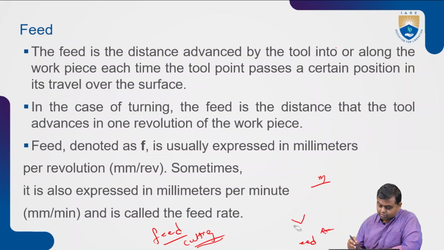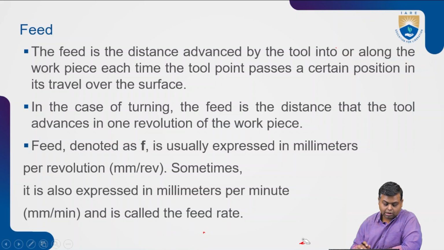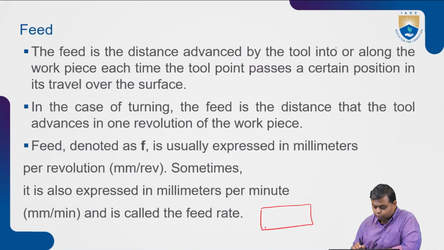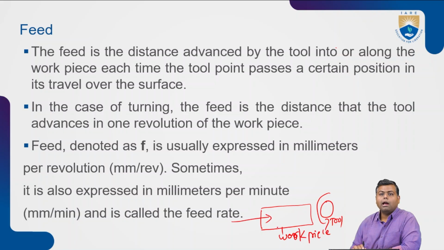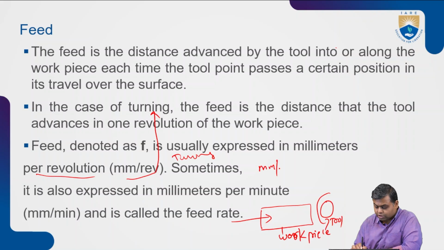If it is in a lathe, or if we take another example such as milling, it is expressed in mm per minute. Mm per minute, in a sense, means movement with respect to the workpiece along the surface. This is the tool in the milling and this is the workpiece. Generally, the tool is fed into the workpiece. That is what happens in milling. So the feed expressed in mm per revolution is with respect to the turning operation.